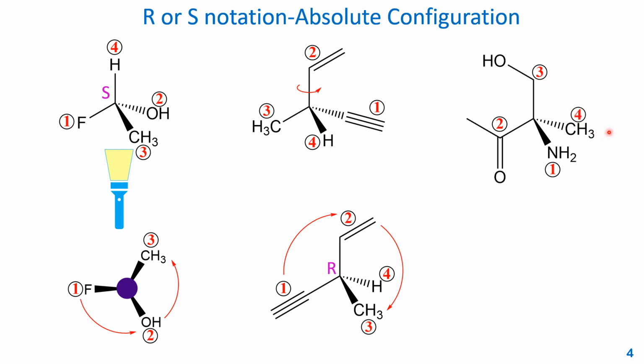See, the lowest priority in this compound is not hydrogen. It's just methyl. It happens to be away from us. That's nice. So you just look at the other 1, 2, 3. The priority rotation 1, 2, 3 is clockwise. So this is R. So this is the R notation. Okay, that's how you assign it.